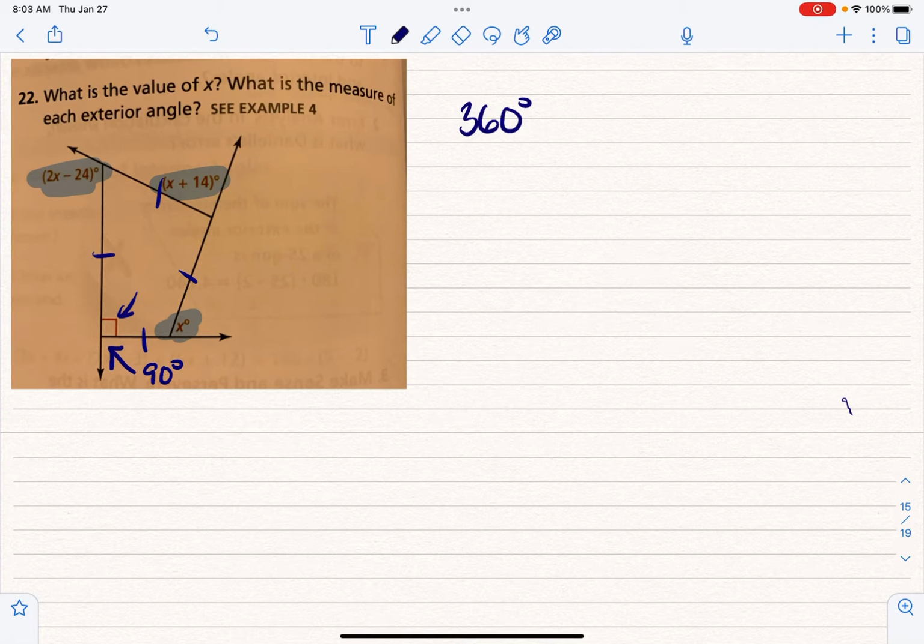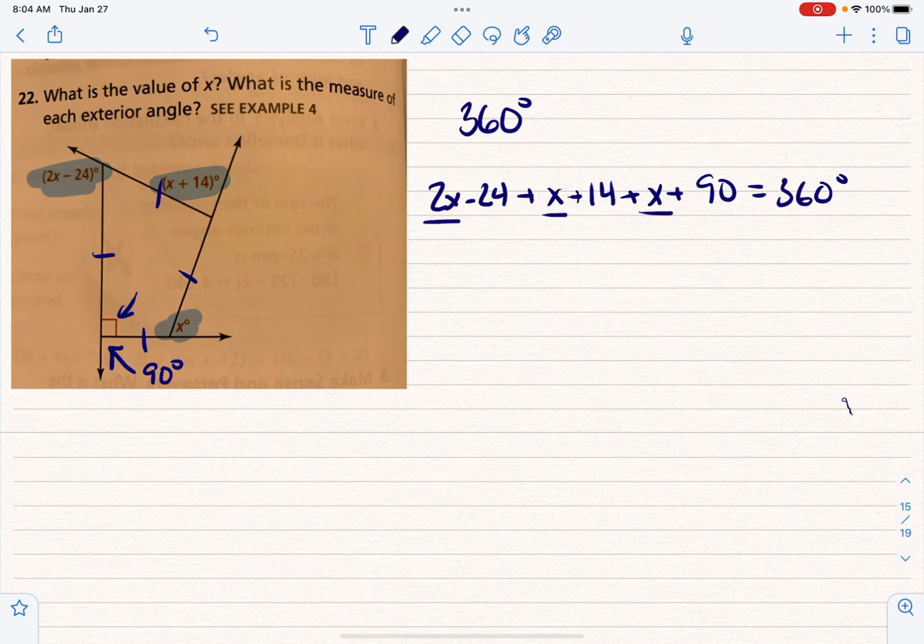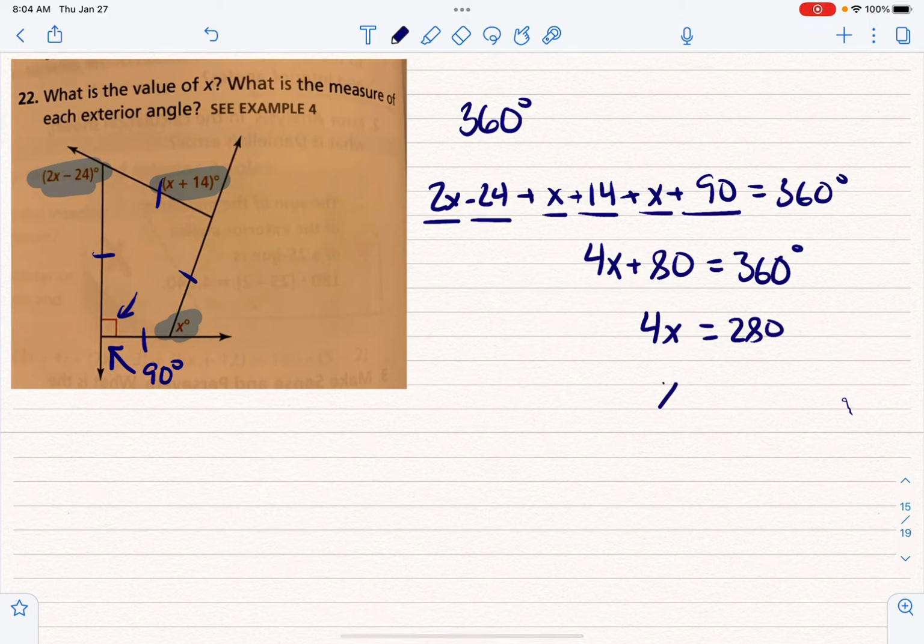So therefore, we know that the sum of those 4 angles, 2x minus 24 plus x plus 14 plus x plus 90, all have to equal 360. And you can just combine. You get 2x, x, and x, which give me 4x. Negative 24 and positive 14 would be negative 10. Negative 10 plus 90 would be plus 80 equals 360. Subtract the 80 from both sides. You get 4x is equal to 280. Divide that by 4, and x is 70.